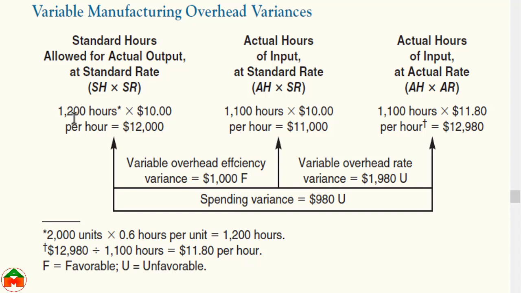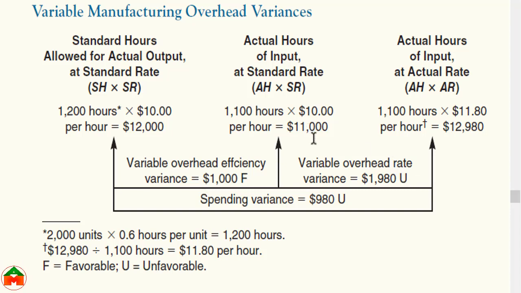So now we will multiply 1200 hours by $10. So the amount is 12,000. Here after multiplying, the amount is 11,000. If we compare this one and this one, the standard is 12,000. So the cost should be 12,000, but actually there is a lower cost. So this is favorable. What is the amount of favorable? If we deduct these two amounts, the amount is 1,000. So this is called variable overhead efficiency variance. In labor we call it labor efficiency variance, and here it is called variable overhead efficiency variance. Although the name is different, it is the same.